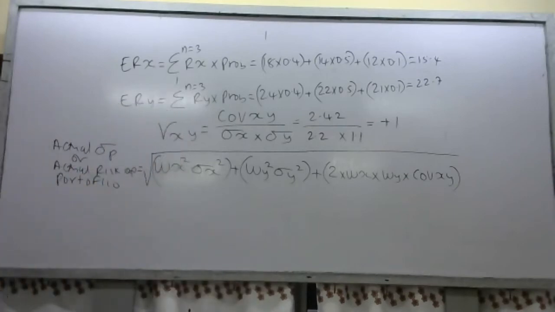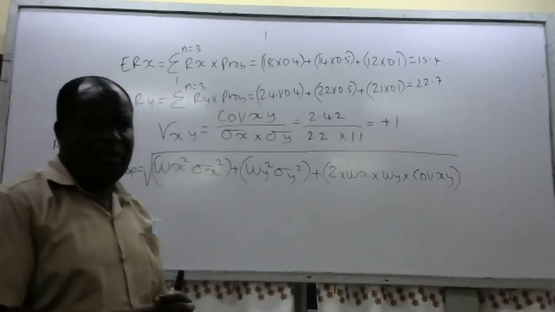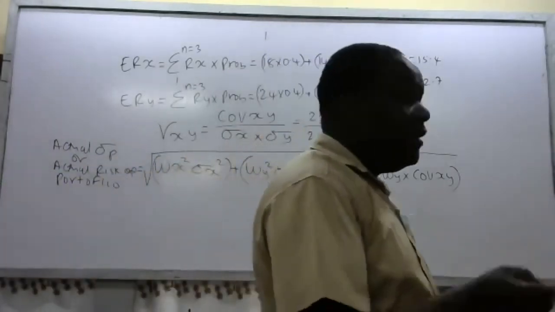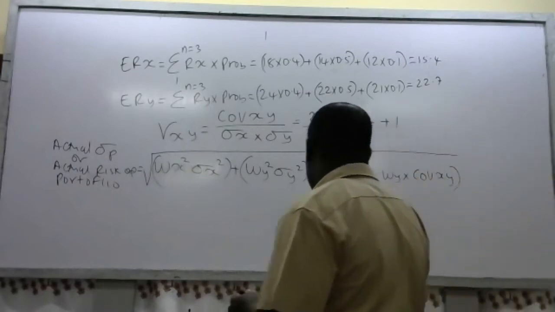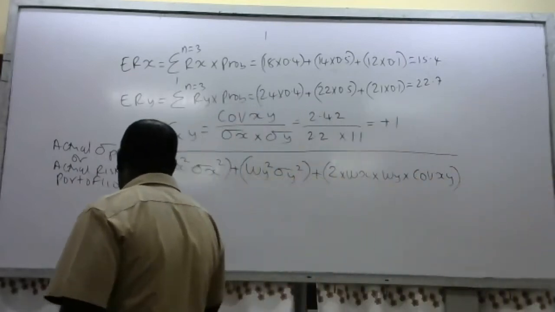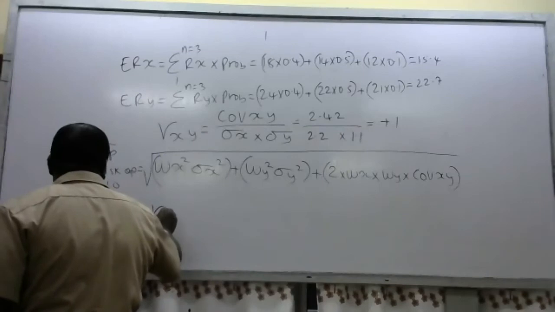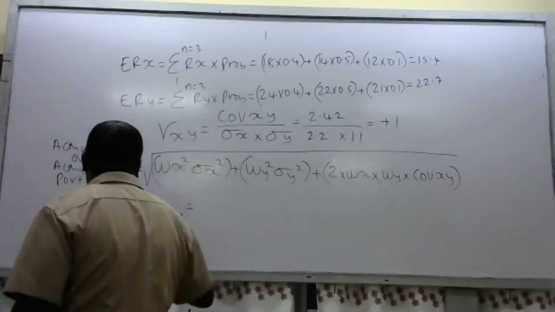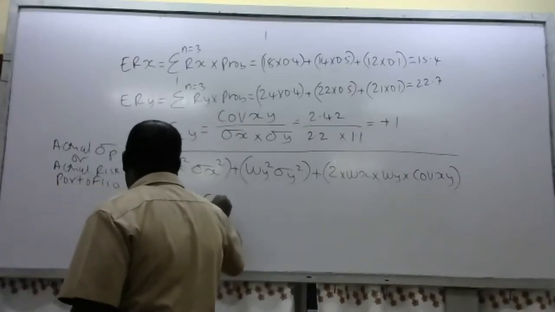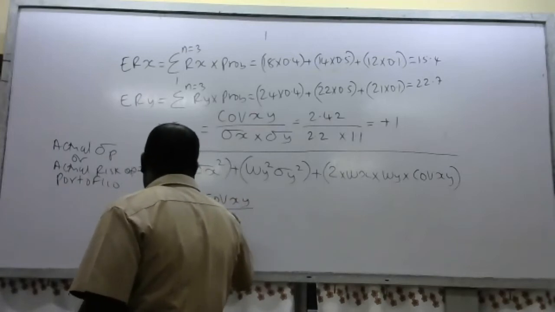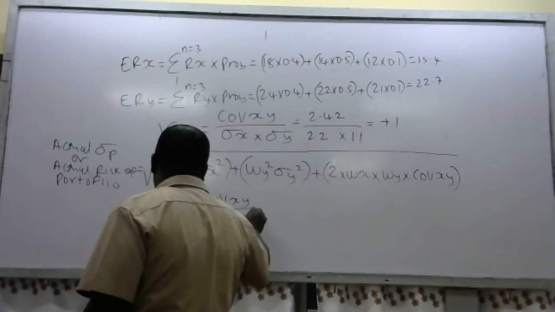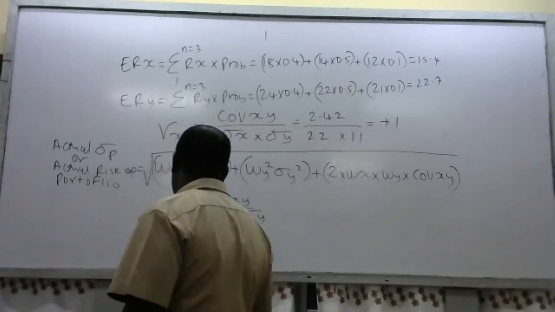So some questions may not give you the covariance, but we already know how to get the correlation coefficient. So in case the question has not given the covariance, remember the correlation coefficient between x and y is supposed to be given by the covariance between x and y over the standard deviation for x multiplied by the standard deviation for y.